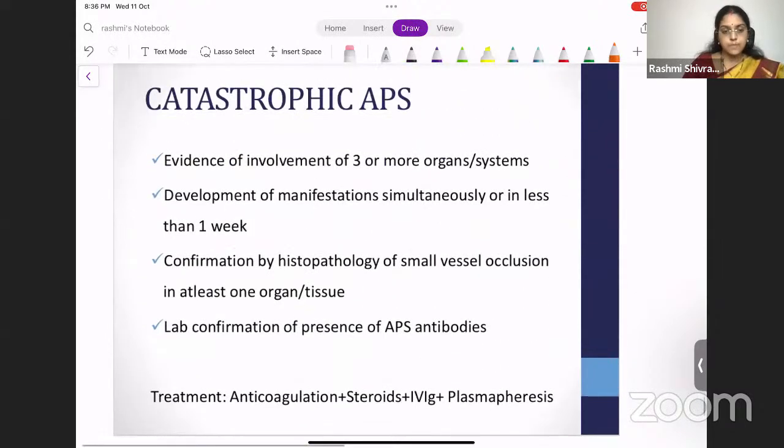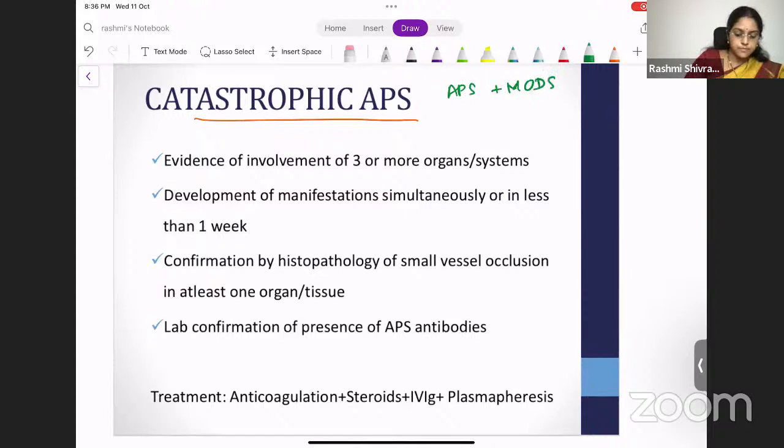There is something called catastrophic APS. What is this catastrophic APS? It is antiphospholipid antibody syndrome plus MODS, multi-organ dysfunction, where 3 or more organs will be involved. How do we treat these patients? It is very catastrophic. Unfortunately, the mortality rates are very, very high.